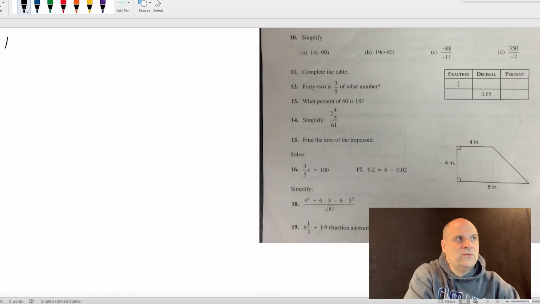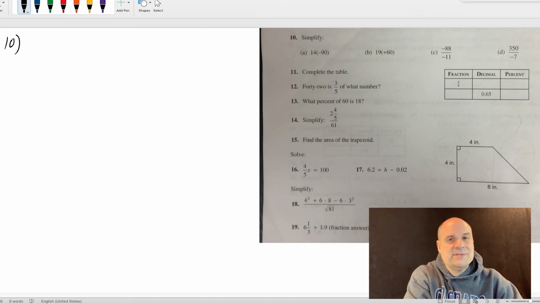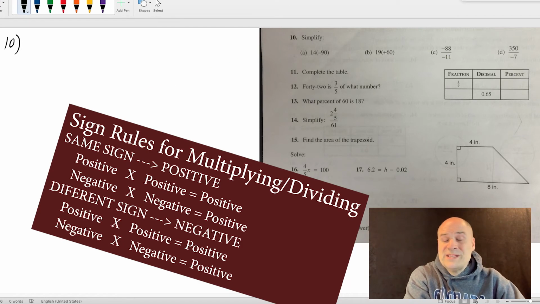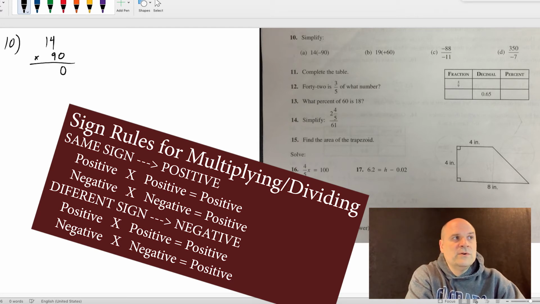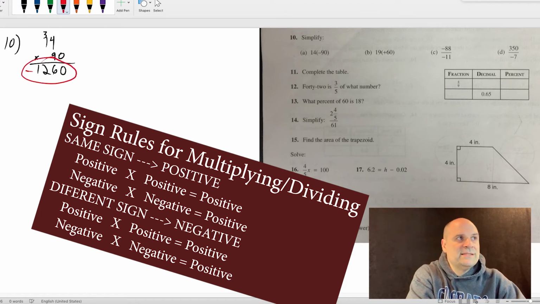Okay, 10 has 4 parts here. We're going to multiply. Positive times a negative is a negative. So we can just ignore the negative sign now and just multiply 14 times 90. And when you have a 0, you can kind of tail that on the end and bring it down. 4 times 9 is 36. So 1,260. And remember, our answer is negative. So make sure you put a negative on that answer. So that's A. What about B?